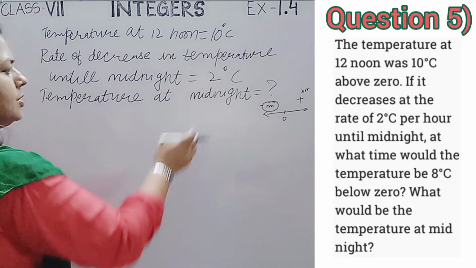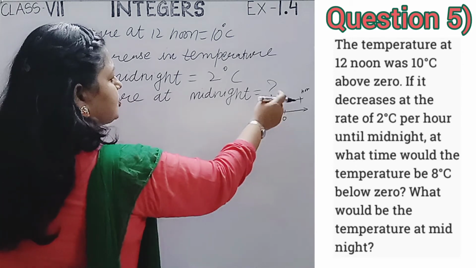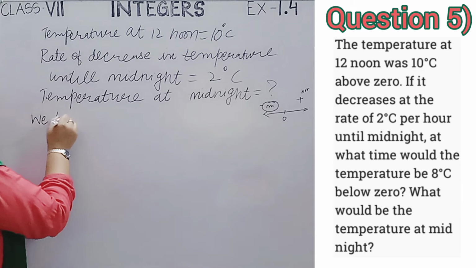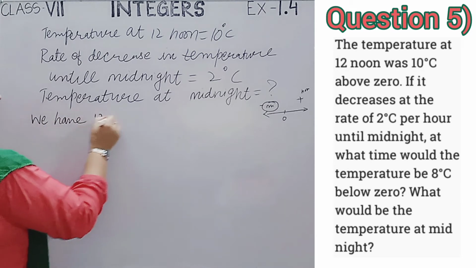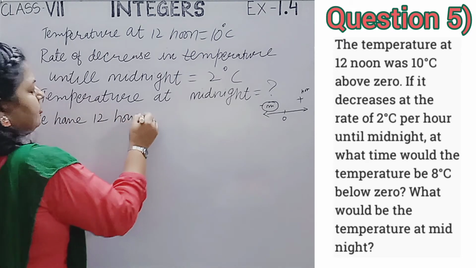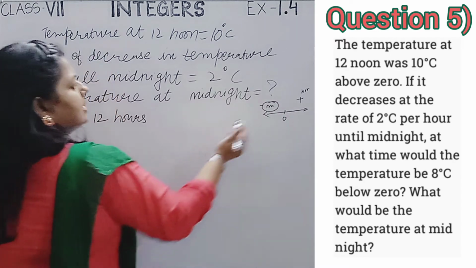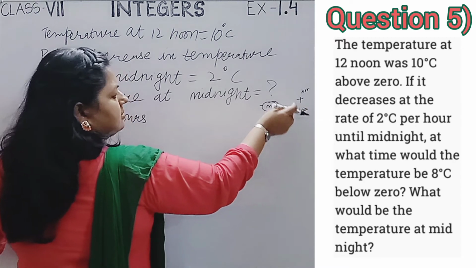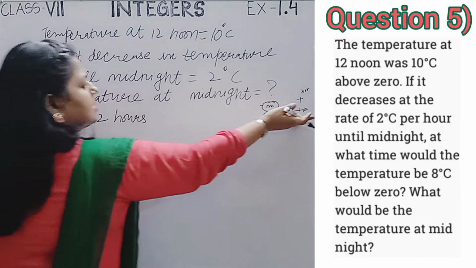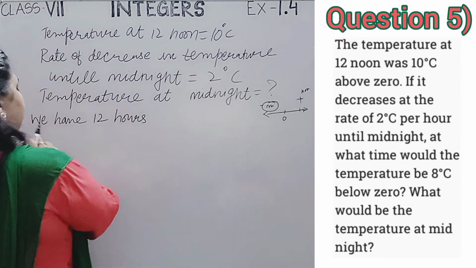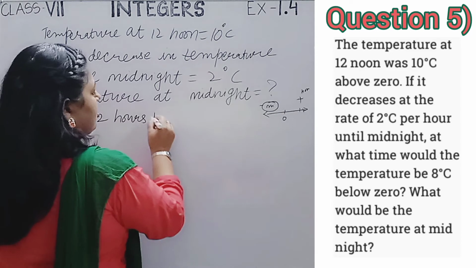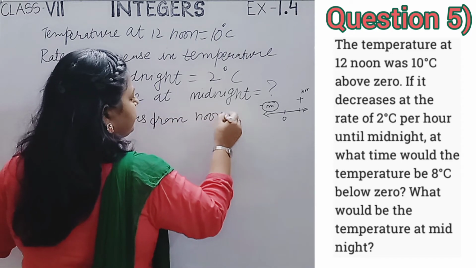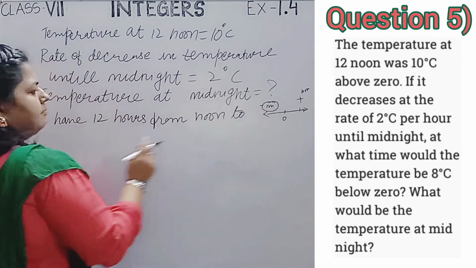So according to the rule, we have 12 hours between noon and midnight. We have how many hours? 12 hours. We can count here also that from 12, 11, 10 and come back to midnight. So we have 12 hours from noon to midnight.